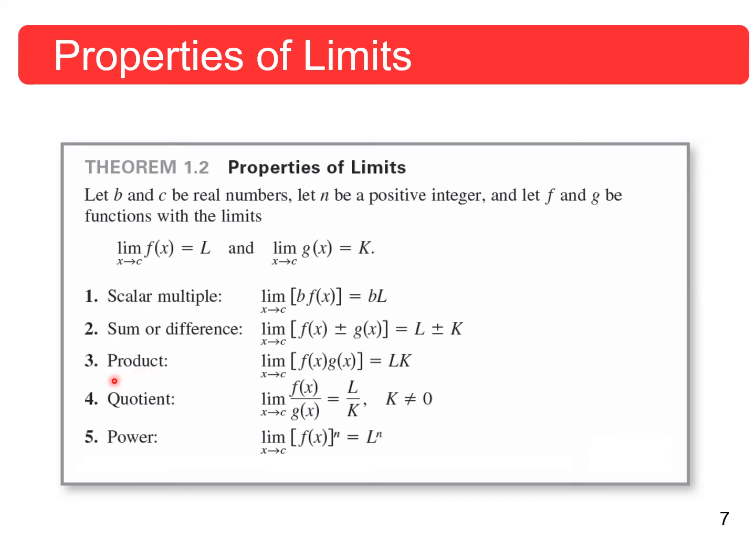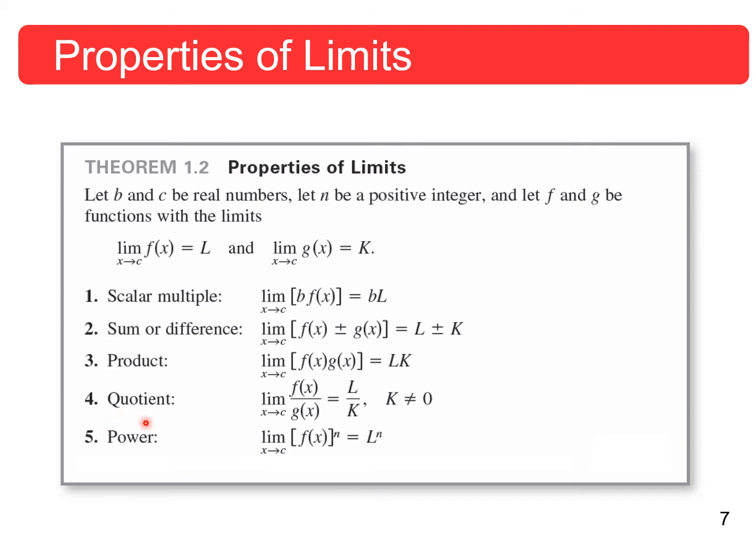And that is also the same for product. The limit of the product of the two functions f of x, g of x as x approaches c is just equal to the product of the limits. The L and k here are the limits of the functions f and g as x approaches c respectively.